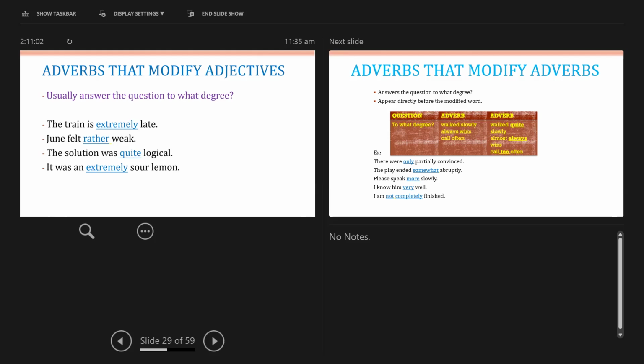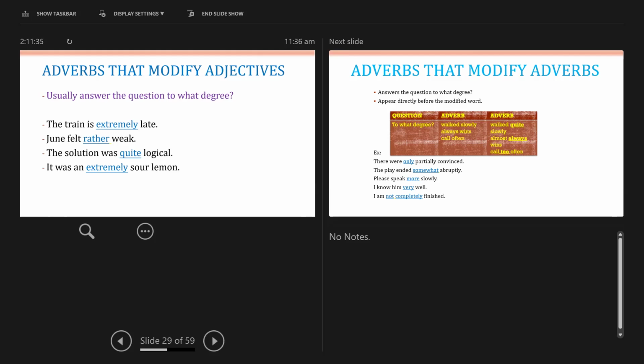So, the noun is train. Ano yung words that modify the train? Late. Late is the adjective. Now the word extremely is an adverb. That's right. Which describes the intensity of the situation. Gaano ka late? Extremely late.